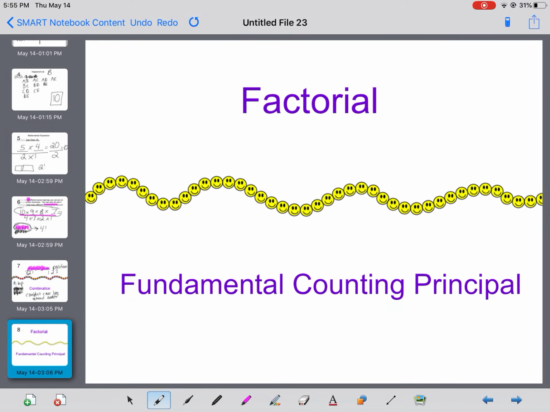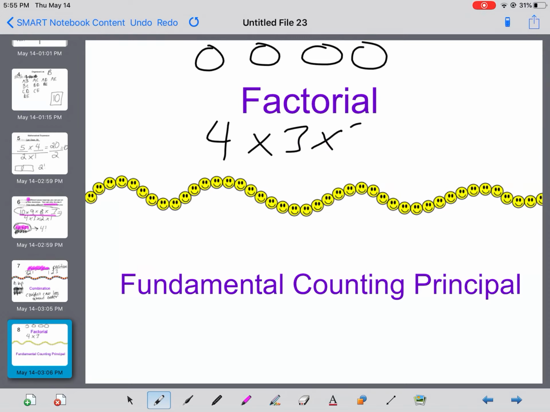I think about factorials when I think about using up choices. So again, think about the popsicles. Think about picking out prizes, right? If I have 4 different prizes for you to choose, the first kid gets 4 choices. The second kid only has 3, and then 2, and then 1.